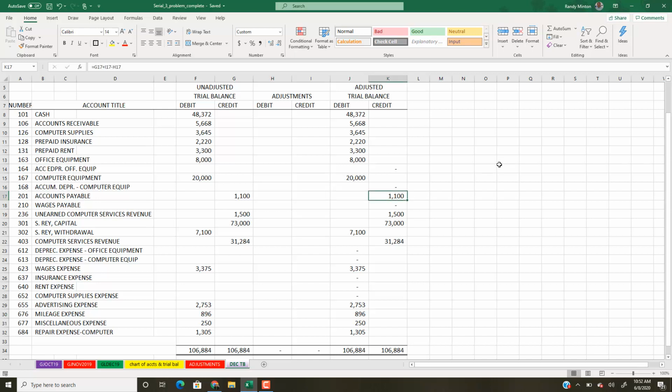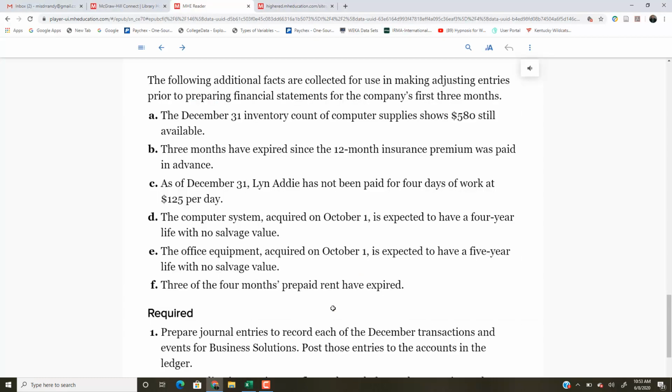Now, what we're going to do at this point, however, is we're going to make the adjusting entries that we're told about in the problem. So I'm going to pop back over here. You can see the following additional facts are collected for use in making adjusting entries prior to preparing financial statements for the company's first 3 months. So we're at a trial balance before adjustments. We're going to make some adjustments, and then we'll have an adjusted trial balance from which we would base our financial statements on. And I'll show you quickly probably how to do that as well.